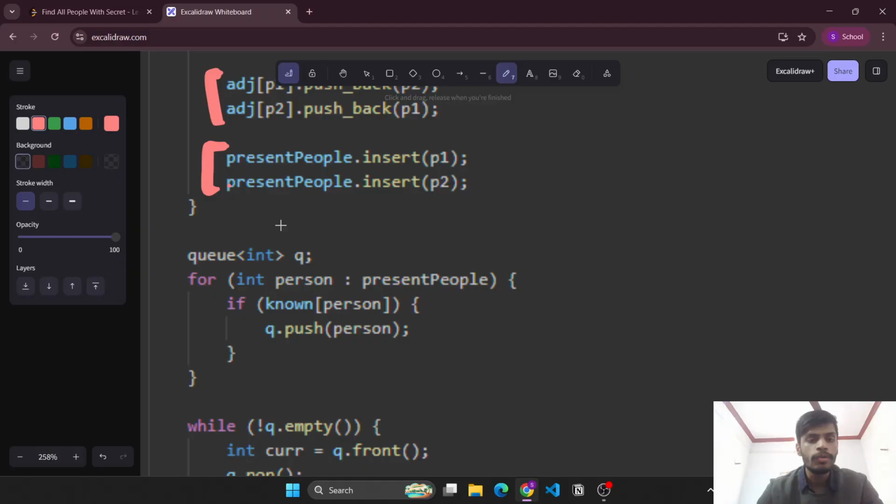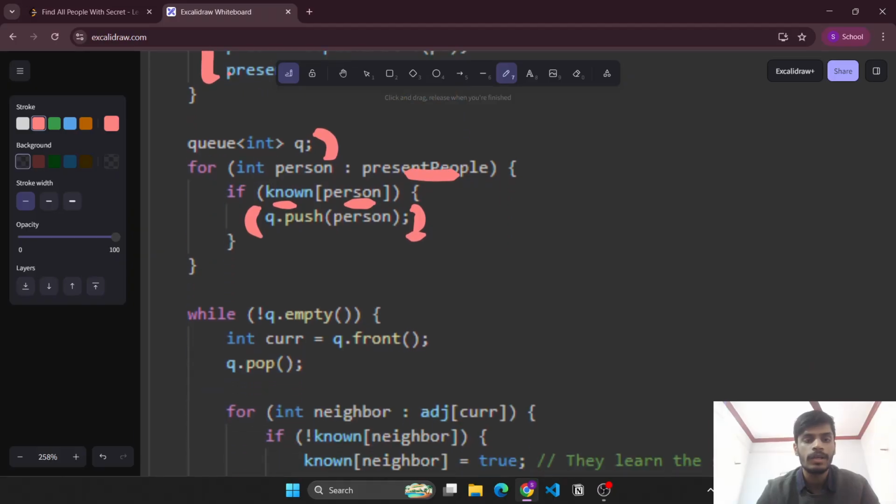Now we initialize the queue for the BFS. We iterate over the people present, and if known of person is true, we simply push it into this queue. So this will be a simple multi-source BFS. Now we'll start the BFS.